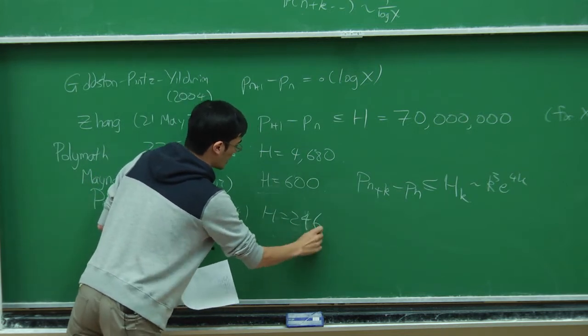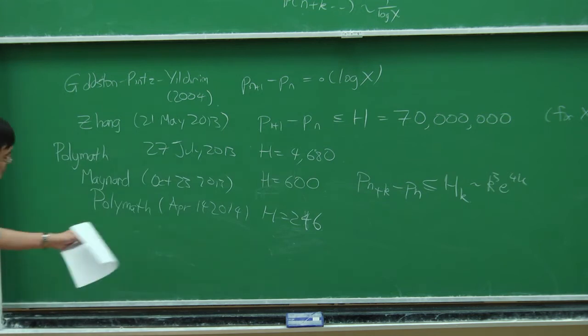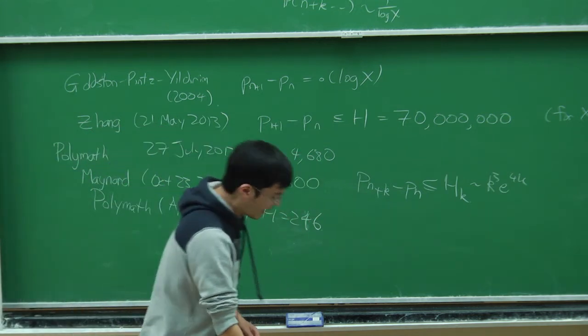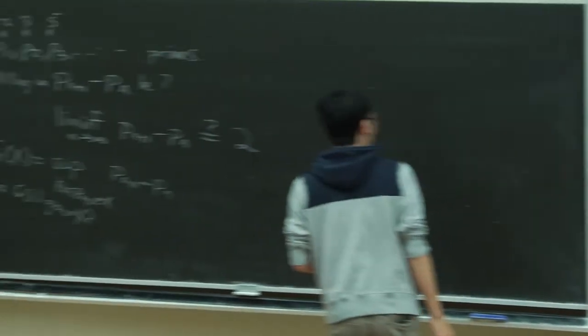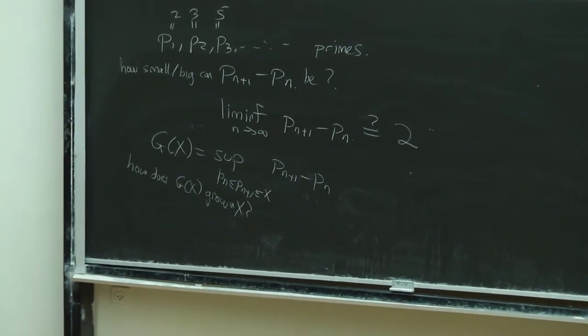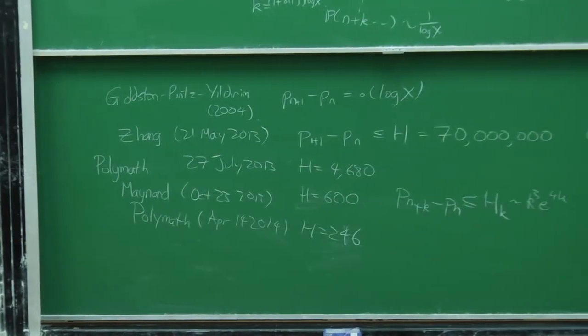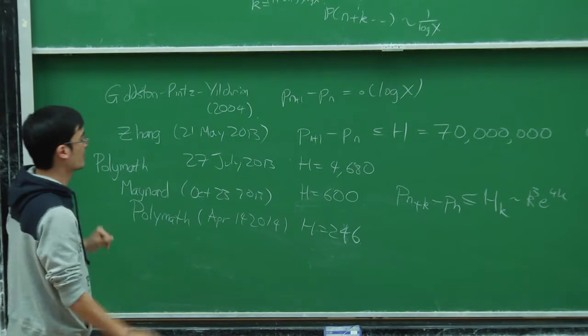Okay. We got h down to 246, which is still the current world record. What we would like is to get h down to 2. That would be the twin-prime conjecture. Unfortunately, we know that for these techniques there's a barrier that prevents us. These are all based on sieve theoretic methods.